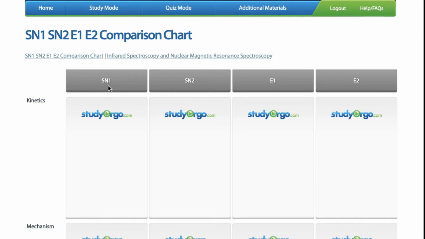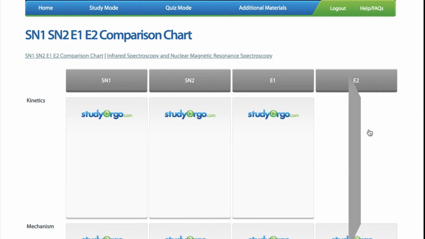On the top of the chart, you will see the stratification of the reactions, in this case E1 and E2, as well as SN1 and SN2. And on the left, the list of the variables that you'll have to consider. Let's take a look at the first variable.